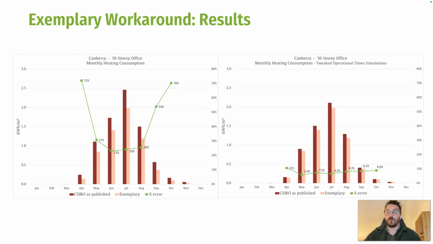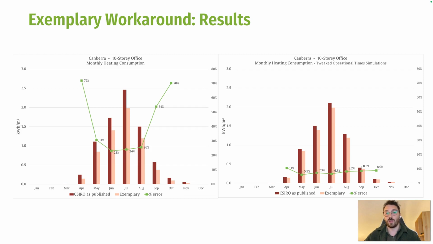Now, while the percentage error is overall below 10%, ideally it should be negligible after the workaround is applied. But the main source of discrepancy is still the 30 minutes time offset in the CSIRO solar data that we discussed before, which is still affecting the building simulations.